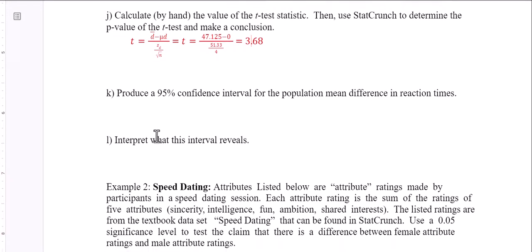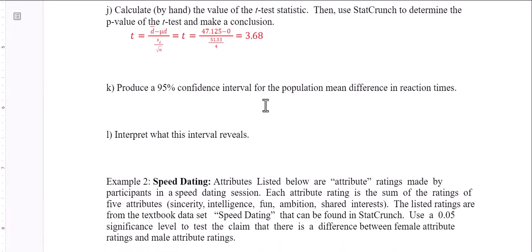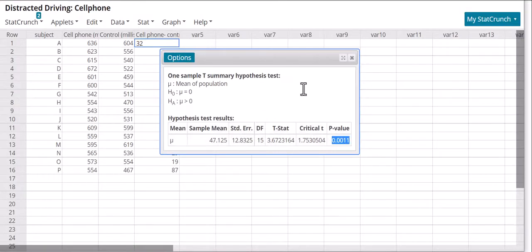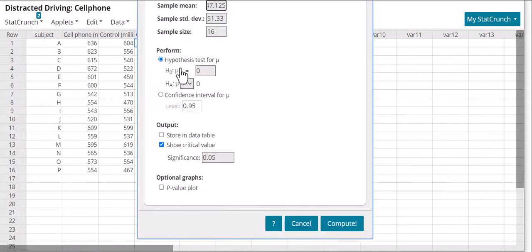Okay, the next part is produce a 95% confidence interval for the population mean difference in reaction times. And so we'll see if they give us the same answer. So let's go to StatCrunch and get that. By the way, notice that when I did this, I said to find it with summary.